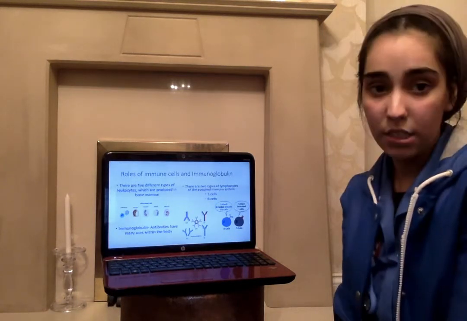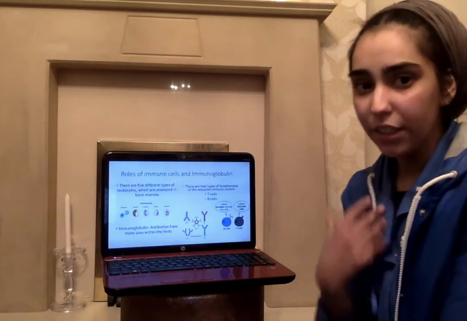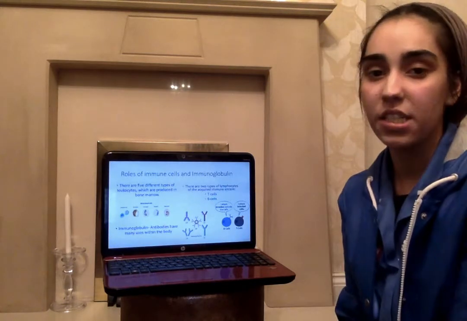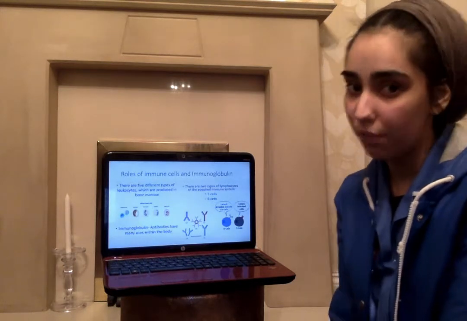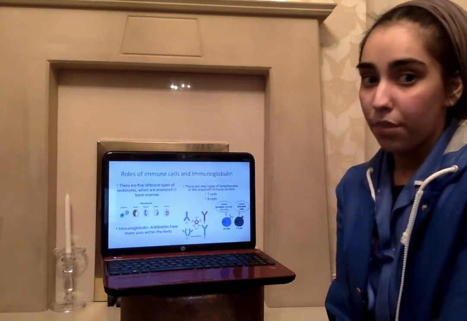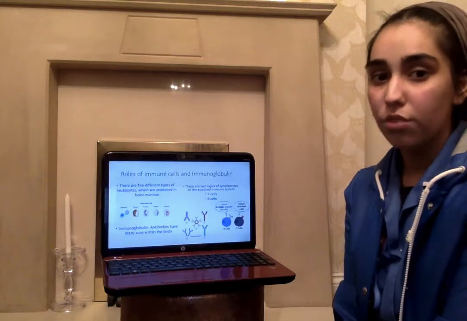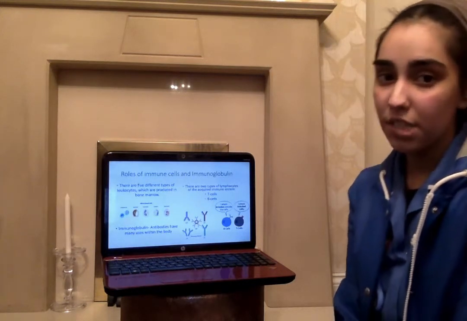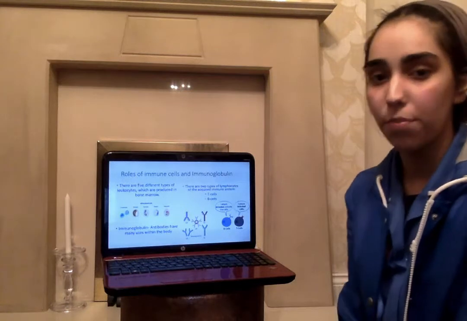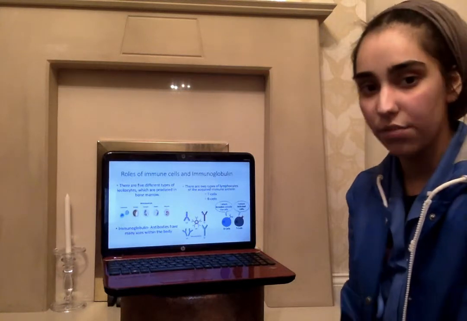Secondly, we've got the B cells. In humans, maturation takes place in the bone marrow. When activated, B cells release huge numbers of antibodies. B cells play 2 major roles in the immune response: antibody production, and presenting antigens to T cells and providing signals for T cell activation.